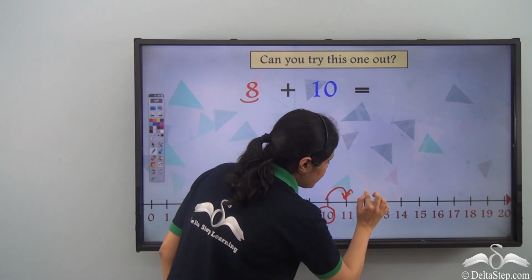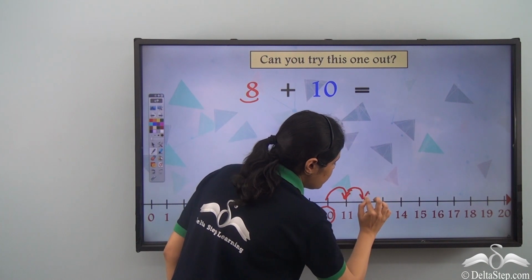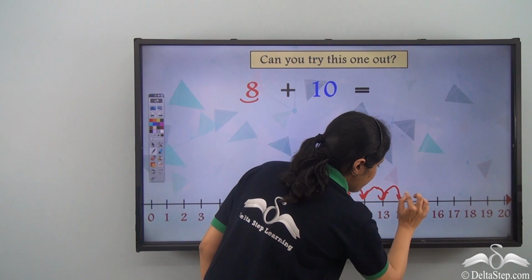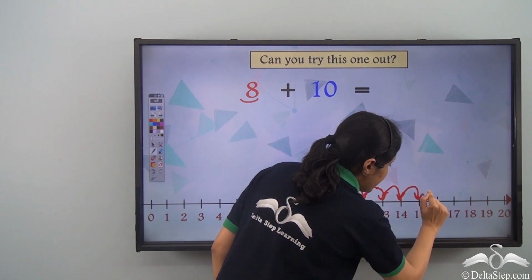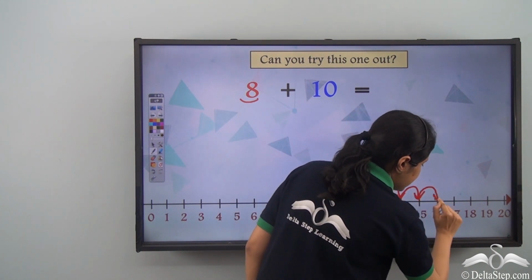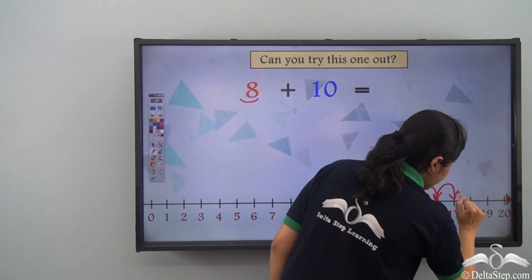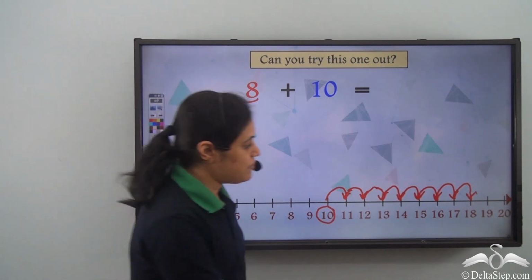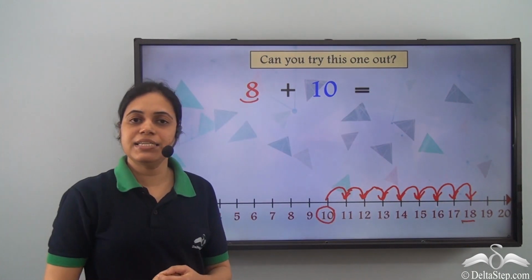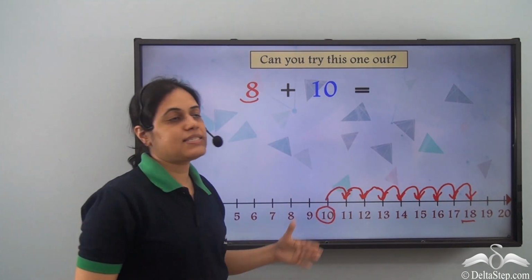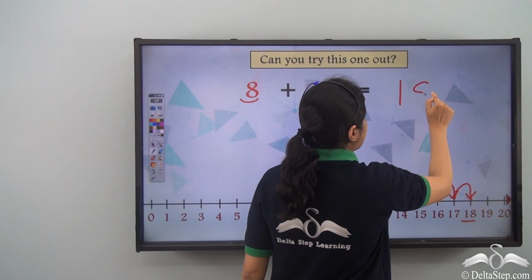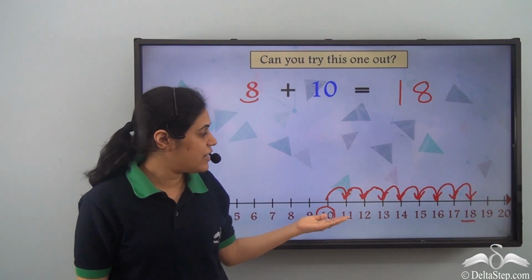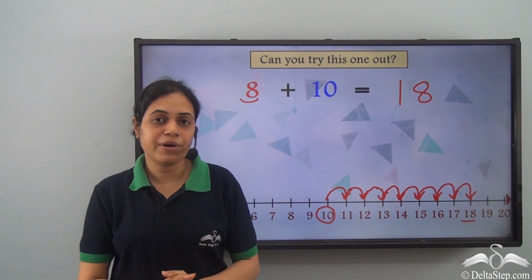1, 2, 3, 4, 5, 6, 7, 8. I hop 8 times and I come to 18. So 8 plus 10 gives me 18. And this is the answer that we have got using number line.